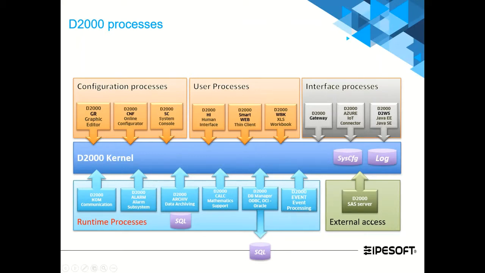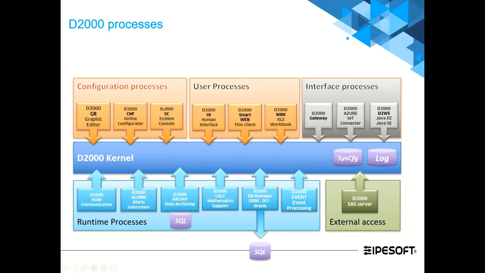D2000 SAS server is an auxiliary process which is usually run in a demilitarized zone and handles connectivity of processes from less trusted networks. It can, for example, deny login to configuration processes like CNF or graphic editor, or deny control actions from user processes. So, these were the runtime processes.